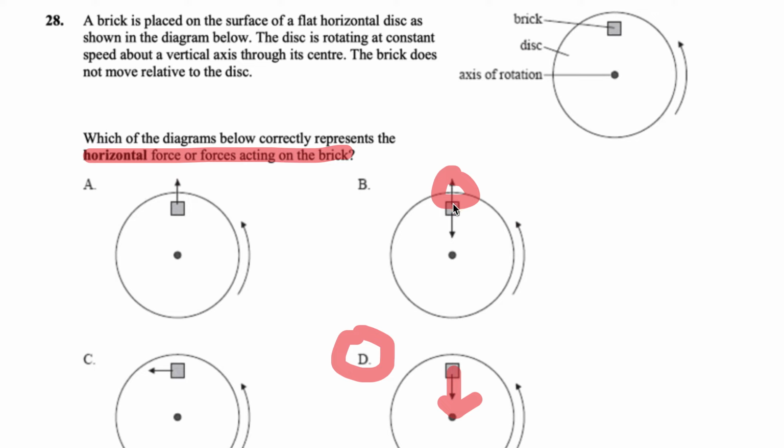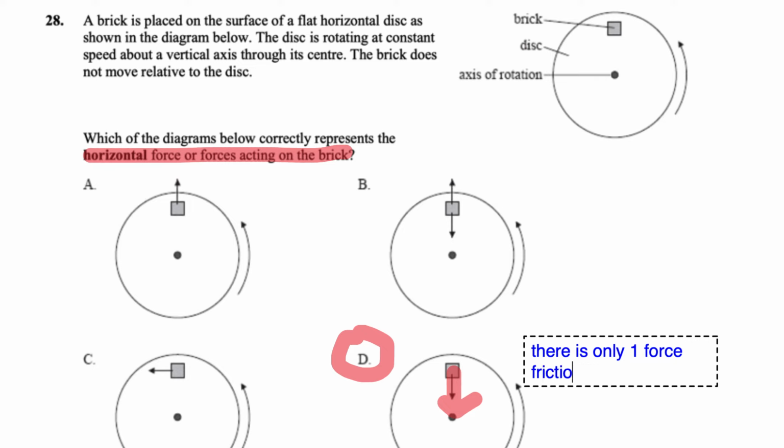Even if you have a friction force, it is towards the center. Because there's no other force on this brick, the only force is friction. Friction is acting towards the center. Now we know the tendency of motion is moving away from the disk, so your static friction is moving towards the center.